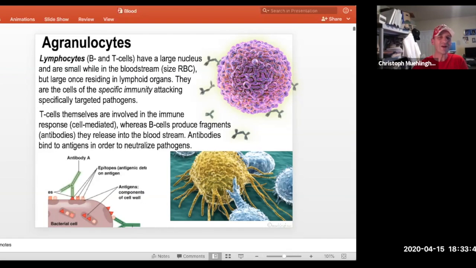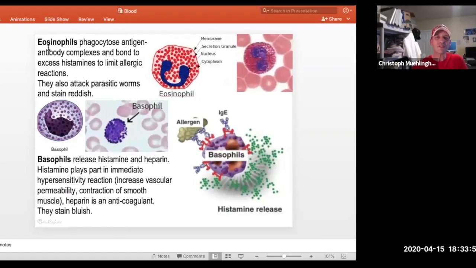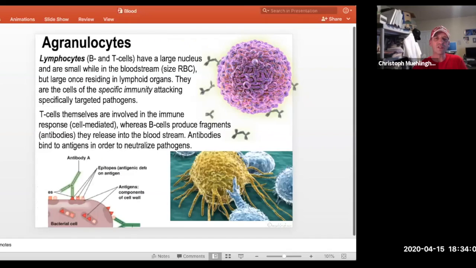Actually, the ones that we just talked about here, the neutrophil, the basophil, and the eosinophil, are called granulocytes because when they stain them, they have little dots in the background, and those are granules. Those are 3 out of the 5 white blood cell types. And then we have the agranulocytes, and they do not stain any granules. Those are the lymphocytes and the monocytes.